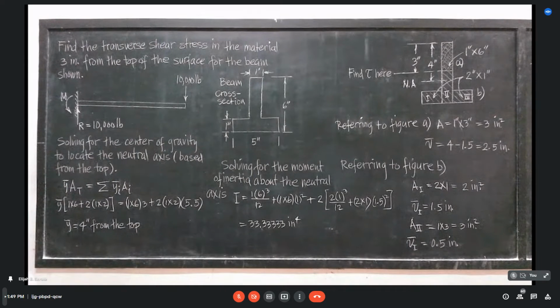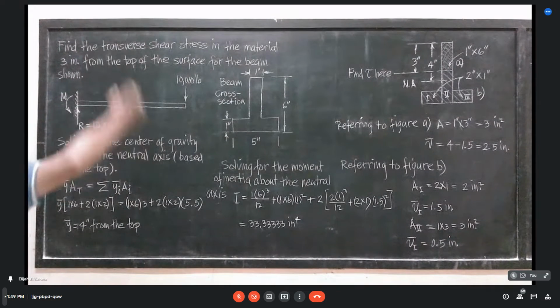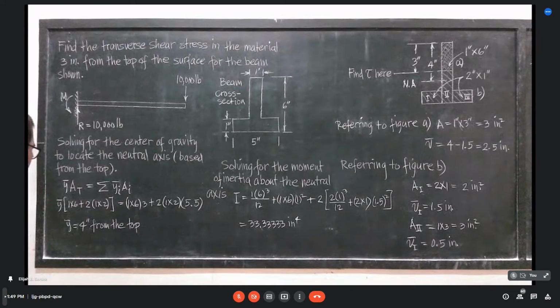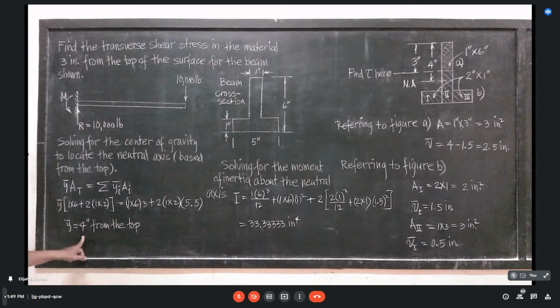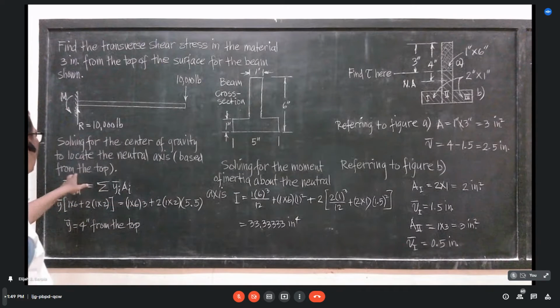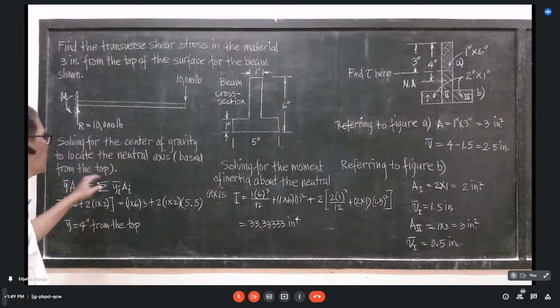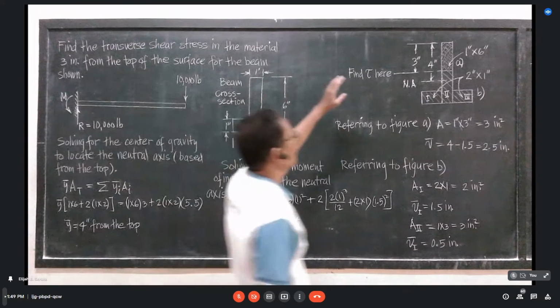So, our unknown here is only the location of the centroid in the vertical axis. Okay, if you simplify this and then divide it by this one, you are going to get 4 inches from the top, no? Because our reference is the top.